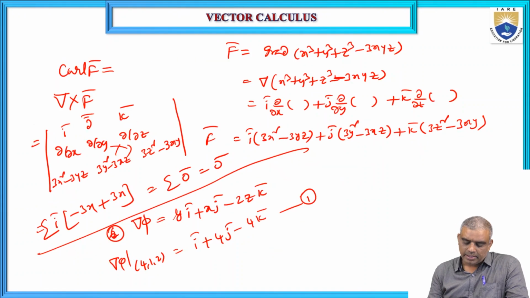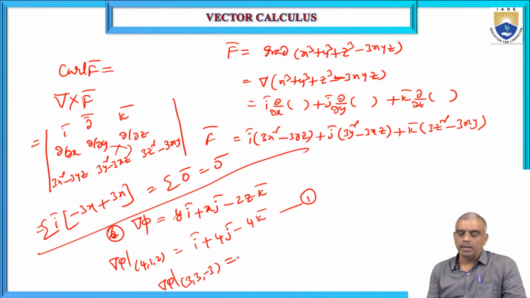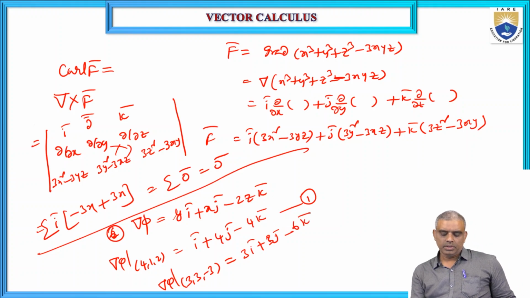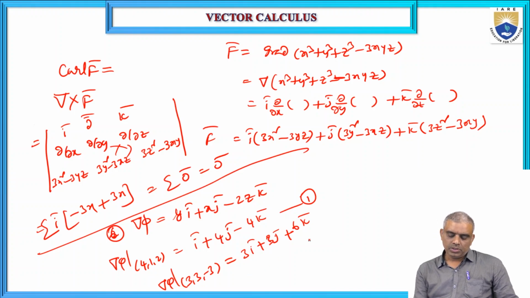Similarly, find it at the point (3, 3, minus 3). On substituting, we get 3 i bar plus 3 j bar, and z is minus 3, so minus 2z is plus 6 k bar. So this is the second normal vector: the first normal, and the second normal.